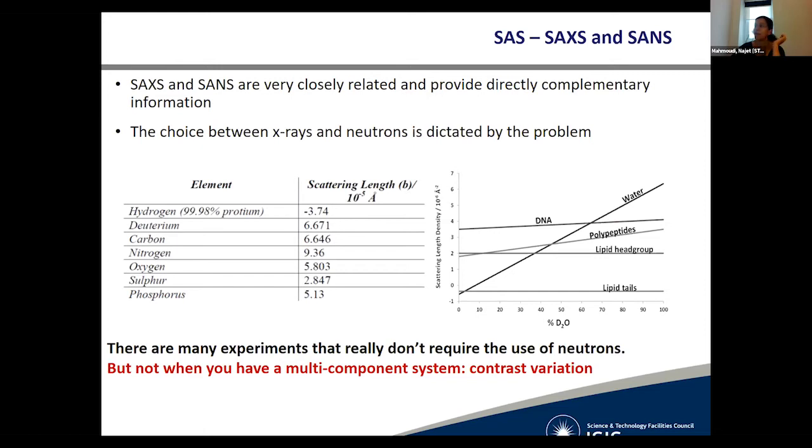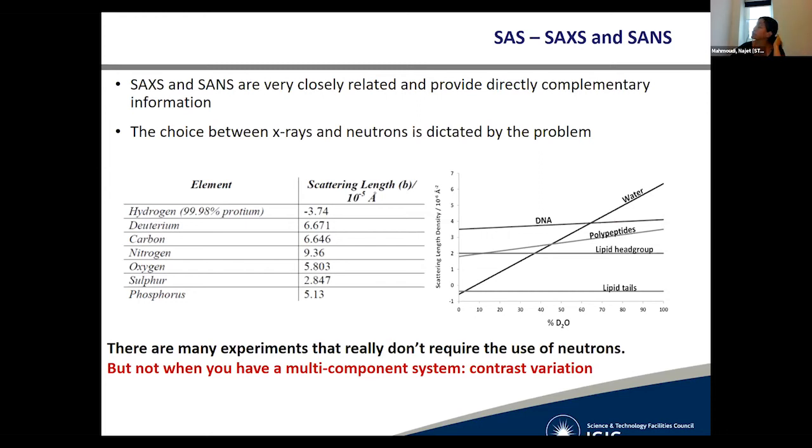If you have your complex in, say, 40% of D2O, you will match the signal from the protein. You can only see the signal from the DNA. And if you have another contrast point at, let's say, 68%, you're gonna match the signal from the DNA, and then you look only at the signal from the protein.